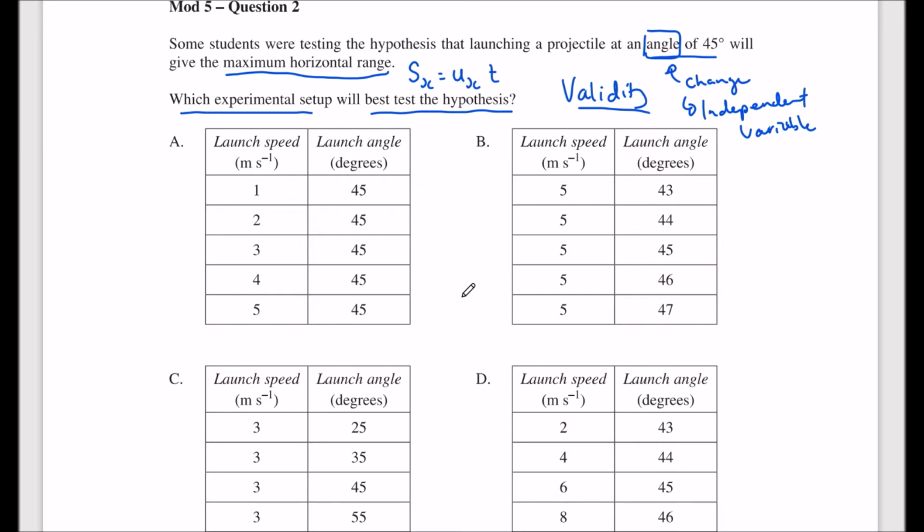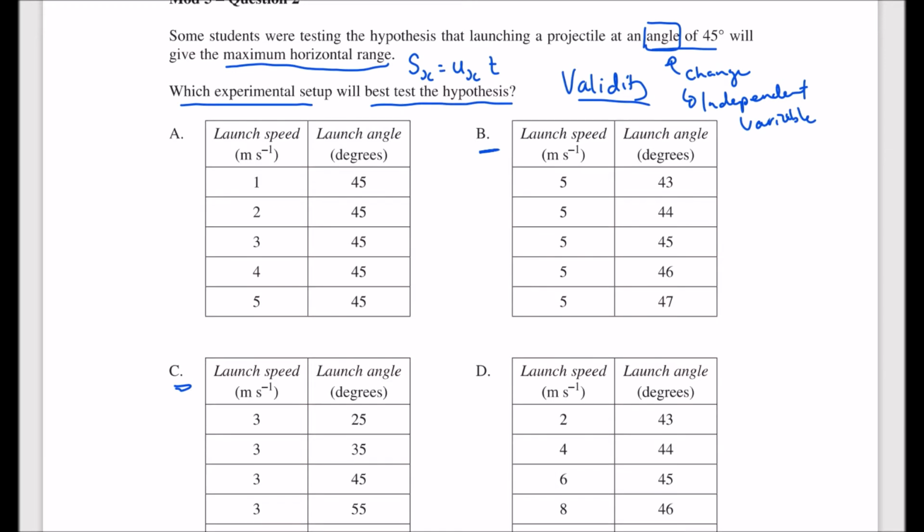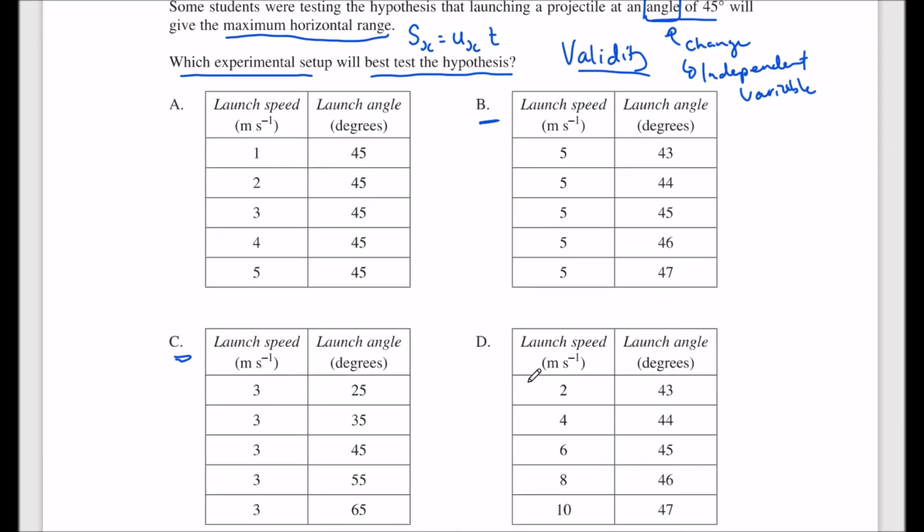This launch speed obviously is the vector component speed. Okay. So there's that. So we're left with the option of B and we're left with the option of C. We're not picking A because we aren't changing the angle, which is not what we want. We want the angle to change. And we can't pick D because we have two changing variables. Okay. So C is actually the correct answer here.